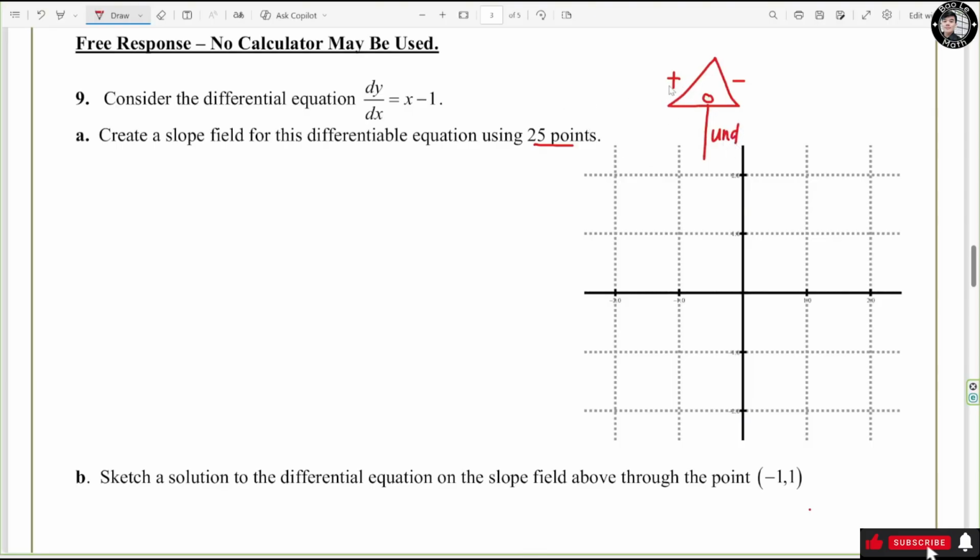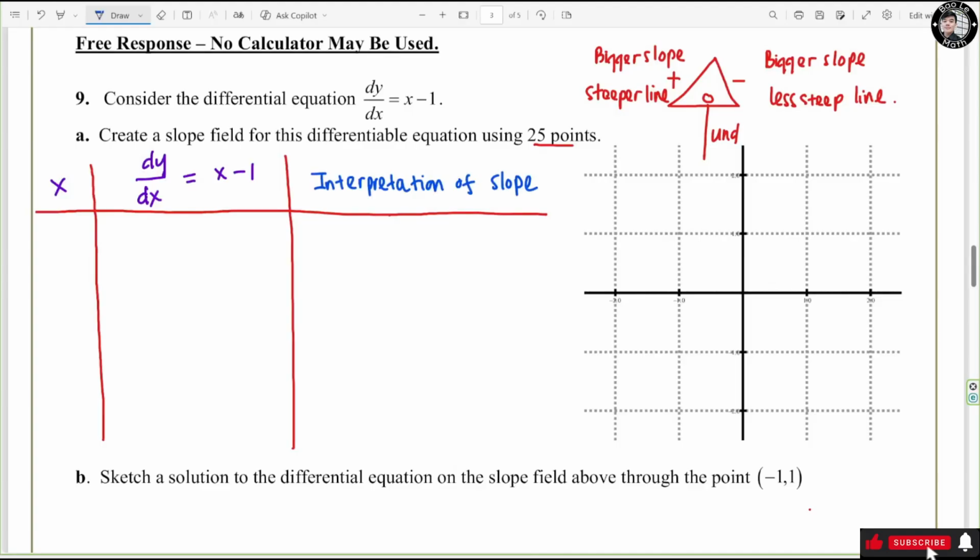Now on the left hand side right here, the line is going up. If the slope is bigger, the line is steeper. Now on the right hand side, the line is going down. If the slope is bigger, the line is less steep. Alright, now we need to sketch a table. Remember, the slope right here does not depend on the y value, so we just focus on the x value. Now the x values are 0, 1, 2, -1, and -2. So I have 0 right here, 1, 2, -1, and -2.